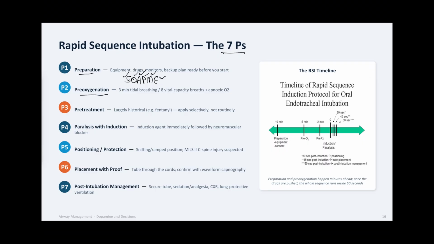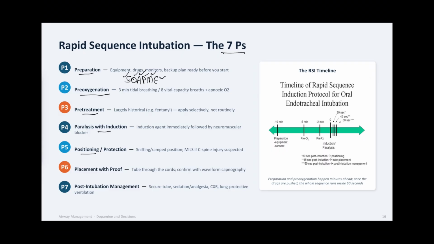The second P is the pre-oxygenation. We have already discussed this in detail in the previous chapter. The third P is the pre-treatment. Historically, drugs like fentanyl or lidocaine were routinely given. Current evidence suggests the pre-treatment should be selective, not routinely used. Only use it when there is a clear physiological indication. The fourth P is the paralysis with induction. Push the induction agent immediately followed by the neuromuscular blocking agent. Don't delay between the drugs. Drugs will be discussed in the upcoming slides.